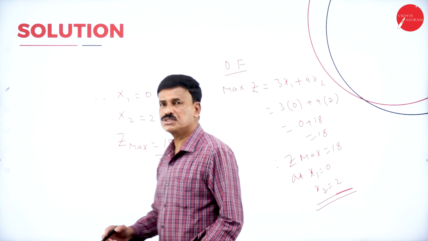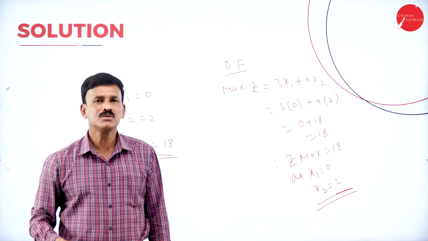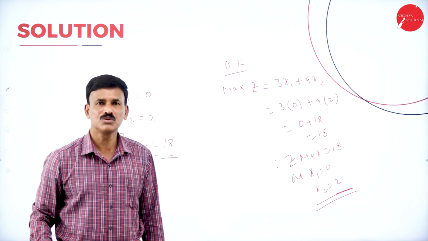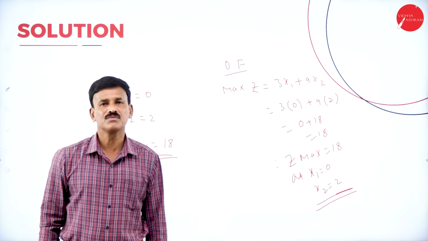That's all. This is how we are going to solve a linear programming problem of degeneracy type. Hope you followed this. Okay, this is a very easy, important problem for 8 marks.